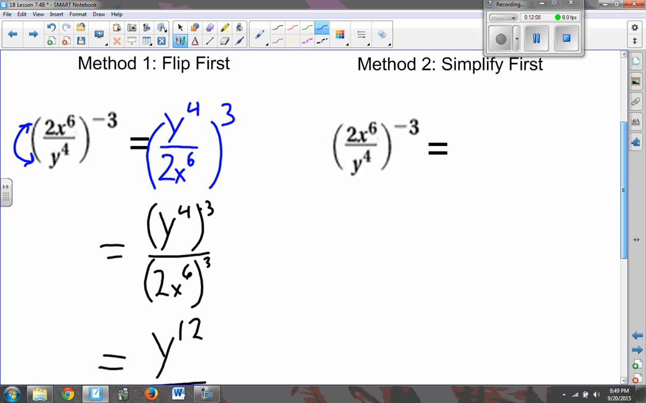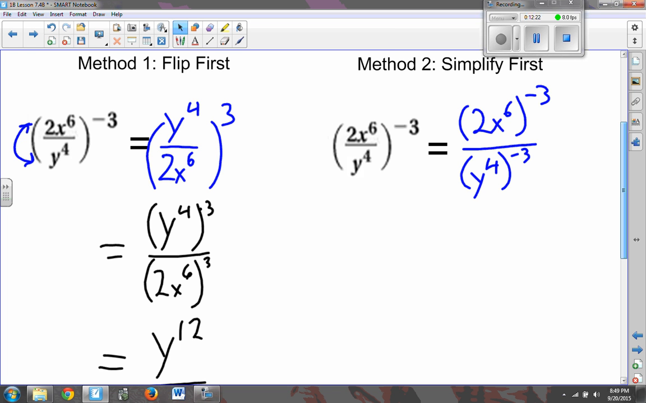So what I'm going to start with is on the top, 2x to the 6th, raise all of that to the negative third. And then on the bottom, I'm going to do y to the 4th, raise that to the negative third. Okay? So there's step 1. I just put the negative 3 to each piece of my fraction, the top and the bottom, like our rule from today says I can.